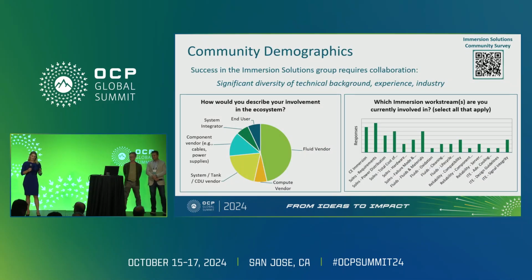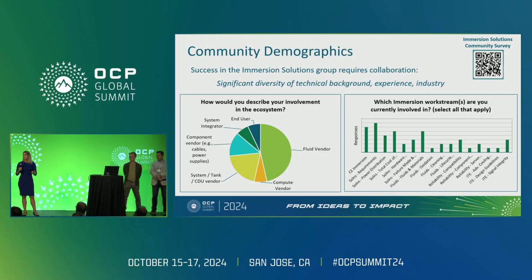Our community demographics are shown here, and what I'll say is that this survey is a recent survey, so I'd encourage you to take your phones out and scan the QR code now. It'll take you to a form, and it's going to ask you a couple of questions. It'll ask you your place in the ecosystem, your level of engagement within the OCP immersion community today. And it'll also ask you things like, how long have you been involved? How would you like to be involved more? What would you like to see happen?